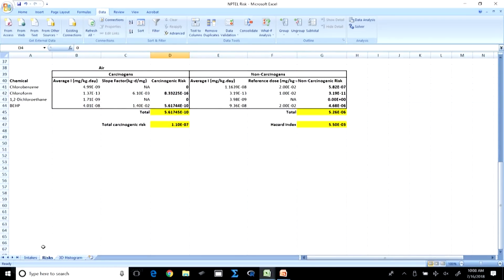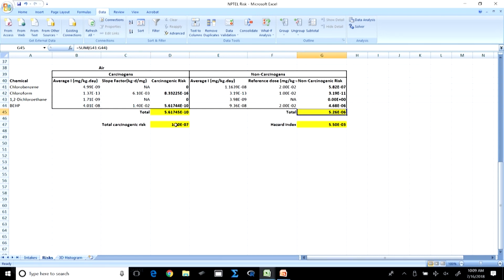If we calculate the risks, let's see what we have here. We have the average intake and the slope factor, and for carcinogens, chlorobenzene is not being considered a carcinogen, and thus we have no slope factor. So the risk associated with that is 0. Again, we calculate the carcinogenic risk. This is from just the air pathway, a typical example here. And from here, the non-carcinogenic risk. So from the pathway of air inhalation, we have the carcinogenic risk and the non-carcinogenic risk.